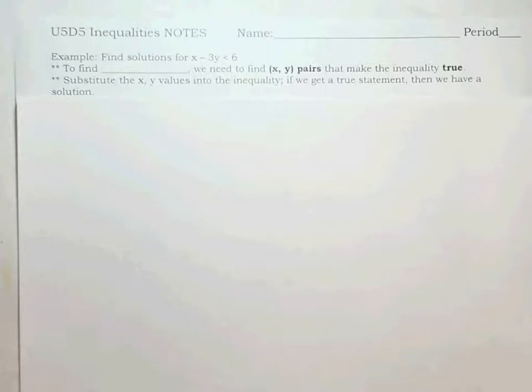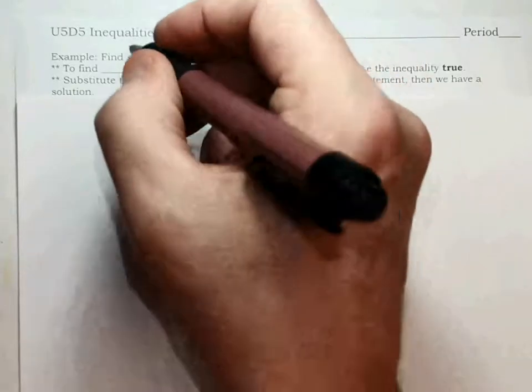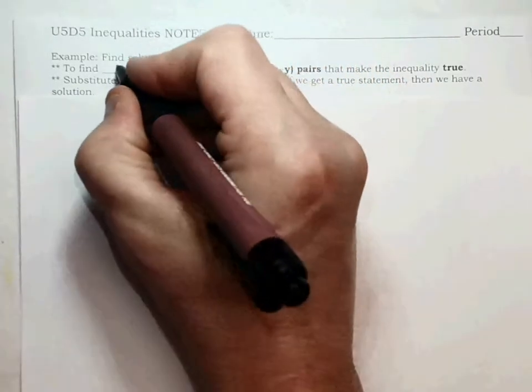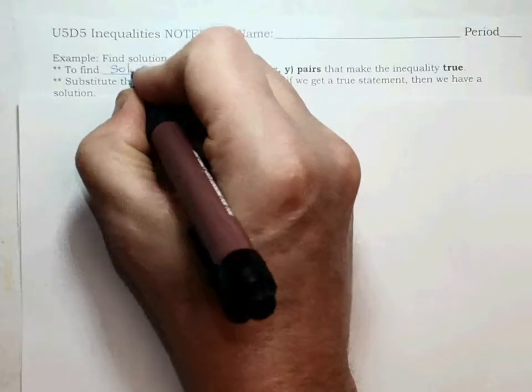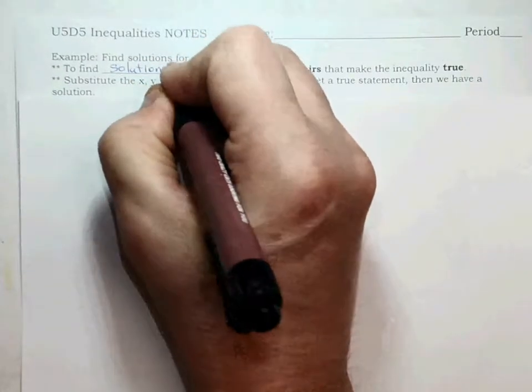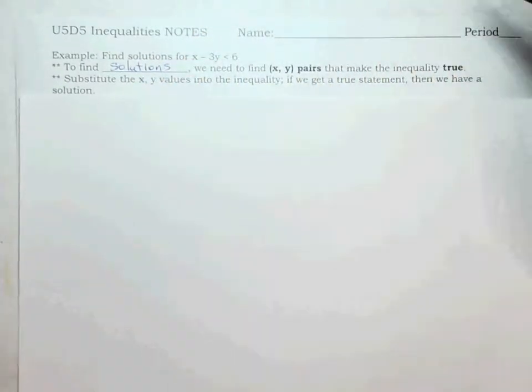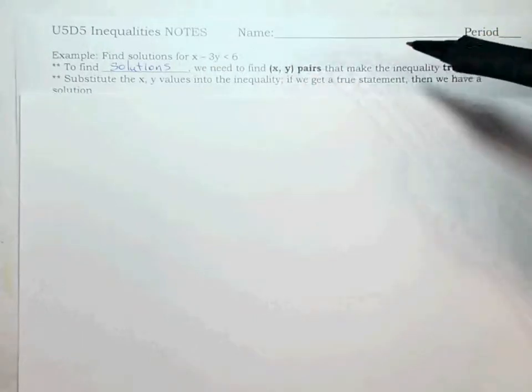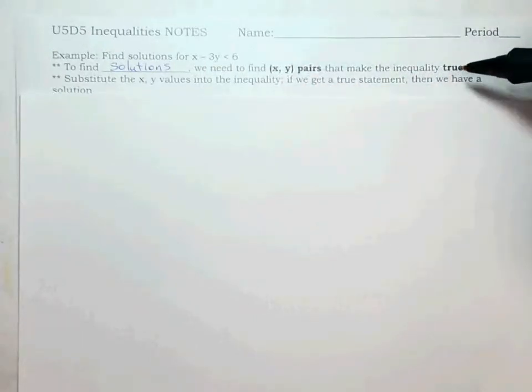This is day 5 of Unit 5. We're going to take some notes on inequalities. We're going to get going and use some of the information we've previously used to help us get through this stuff. All right, so the key thing here is that we want to find solutions. To find the solutions, we need to find ordered pairs, x and y, that make the inequality true.